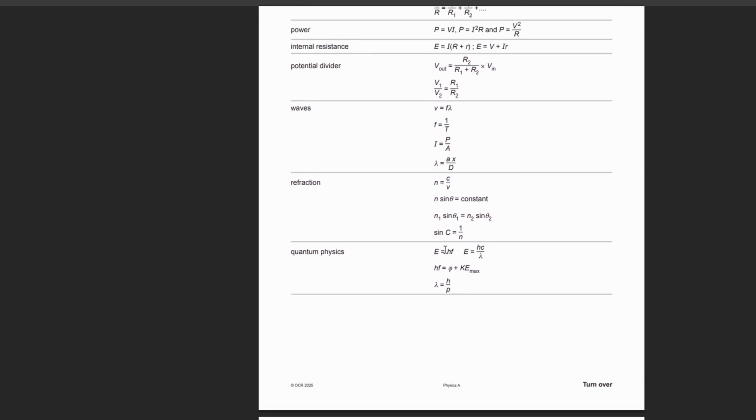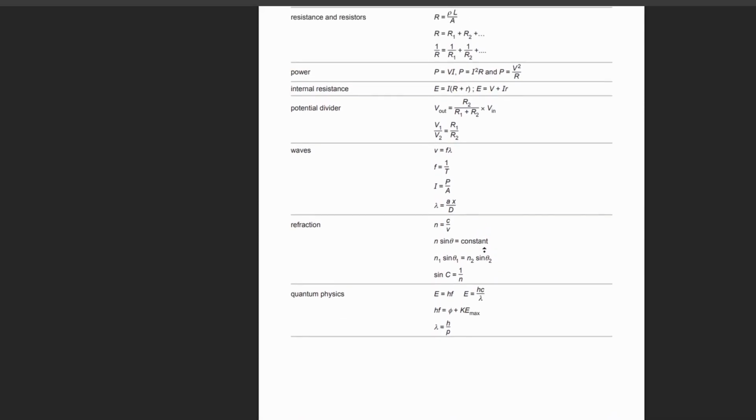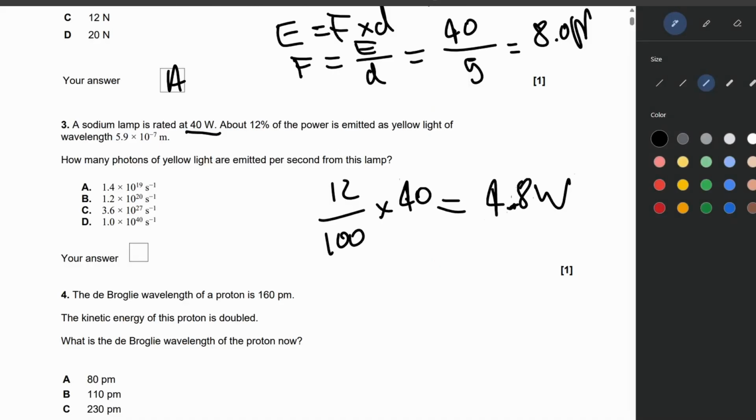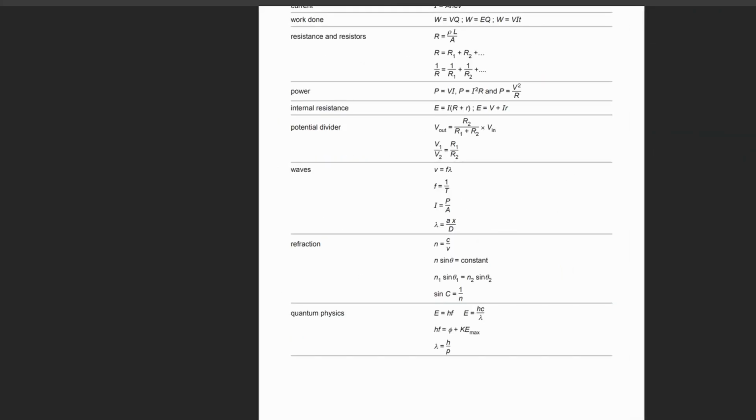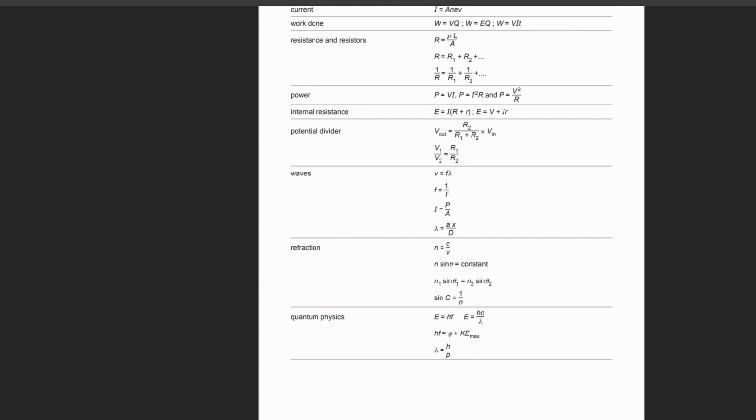Quantum physics. Energy equals hf, or energy equals hc upon lambda. So that means, okay, 4.8 is the energy, right? Because the work done is the same as energy. 4.8 watts equals hc. Wait. No, that's the power. Power equals energy over time. Energy is equal to hc upon lambda.